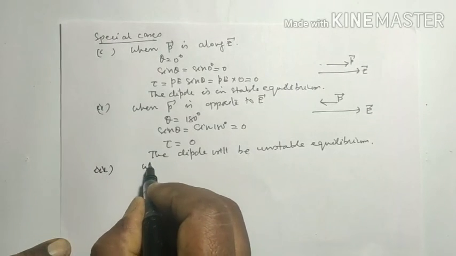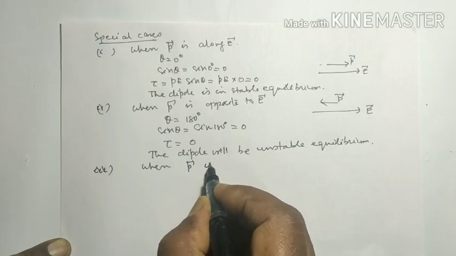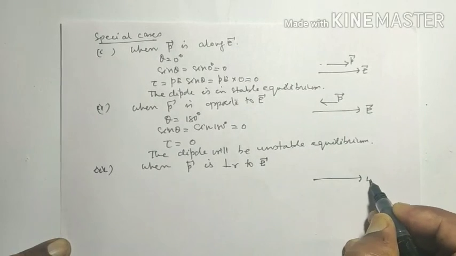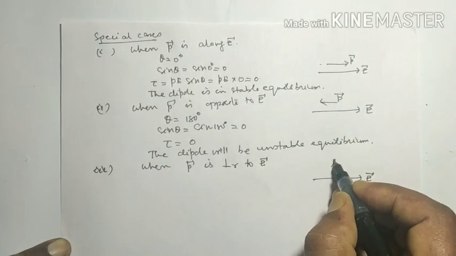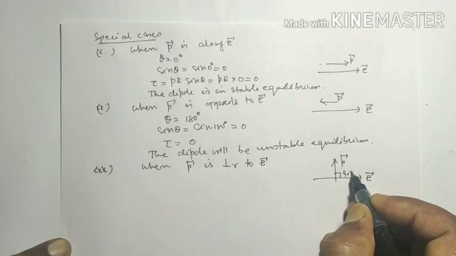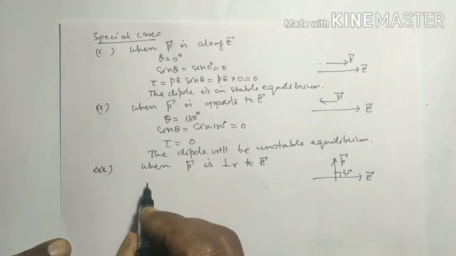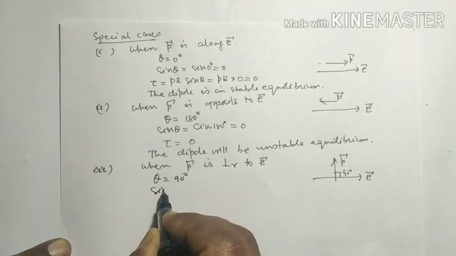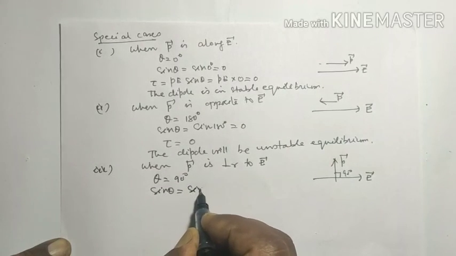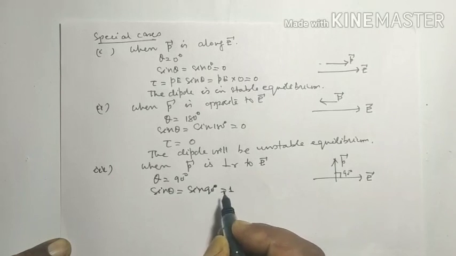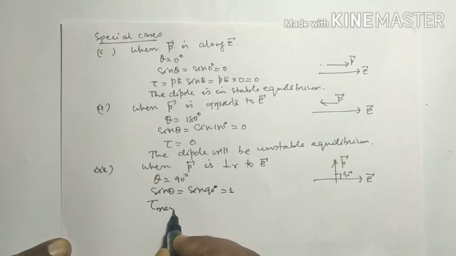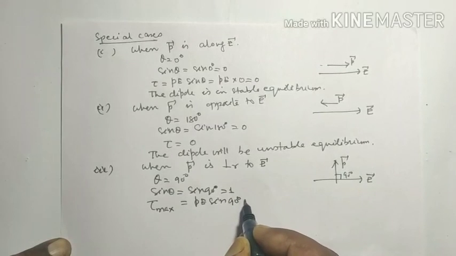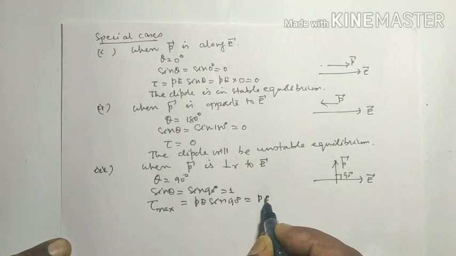And third case, when p vector is perpendicular to E vector, that means E vector is along this direction and this is your p vector. This angle is 90 degree. The torque will be maximum here. So theta equal to 90 degree, sin 90 degree is equal to 1. So the maximum value of tau is pE sin 90 degree, that is equal to pE.